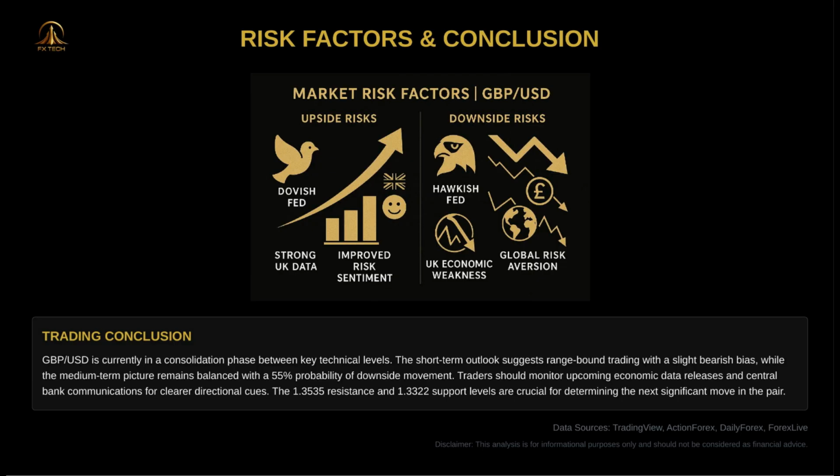In conclusion, GBP/USD is currently consolidating between key technical levels, with a slight bearish bias short-term and balanced medium-term outlook. Monitor upcoming economic data and central bank communications, with 1.3535 resistance and 1.332 support being crucial for determining the next significant move.